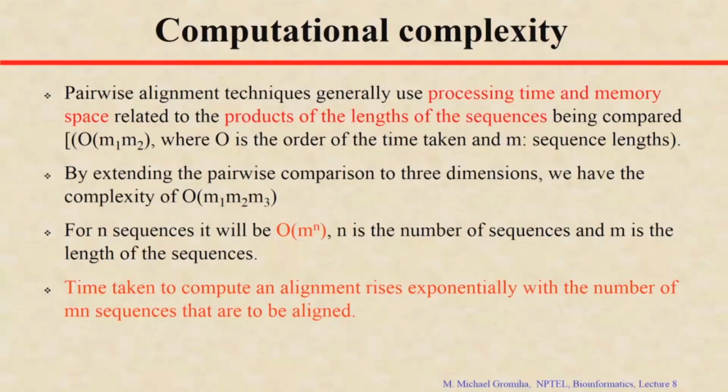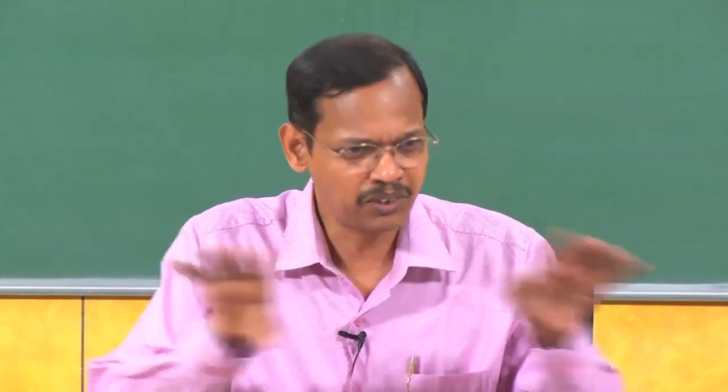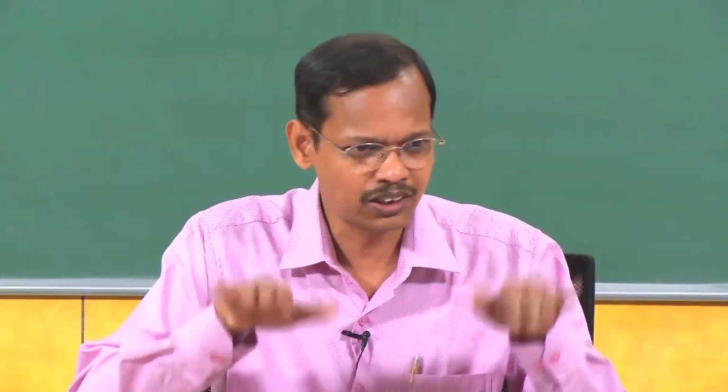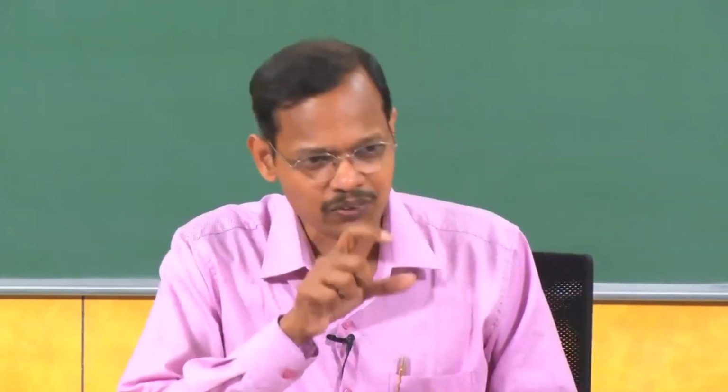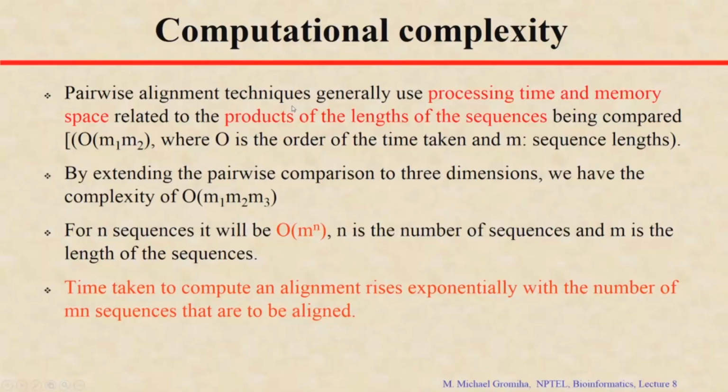So, what is the computational complexity? If you align 2 sequences, it takes some time, which depends upon the length of the sequences. For 2 sequences it depends on their size. If you increase the number of sequences, the complexity will automatically increase, because the processing time and the memory space are related to the product of the length of the sequences.